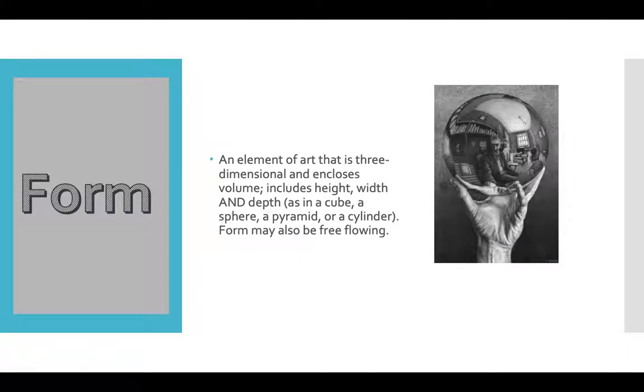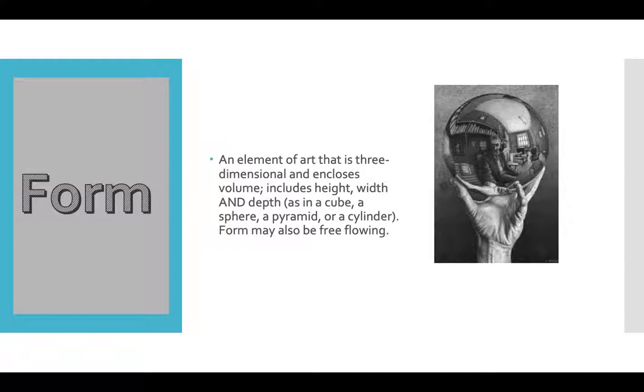Now, if you take those shapes and you make them look three-dimensional, or you actually have a three-dimensional shape if you're doing a sculpture or architecture, then you get what's known as form. So with form, you have height, width, and depth. So you have 3 dimensions to it. And then if it's enclosed, you can also have volume.